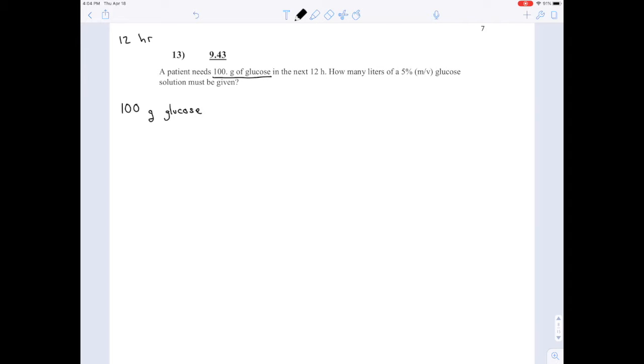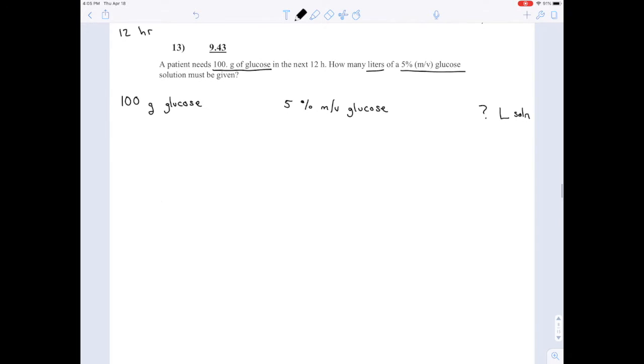Next, we see a question word. If you see any who, what, when, where, or why, you want to start looking for units. So we see how many, question word, liters. That's what we're ultimately trying to get. And specifically liters of this solution. SOLN, remember, is an abbreviation for solution. So they say how many liters of a, and then we see another number, 5% mass volume glucose solution must be given.